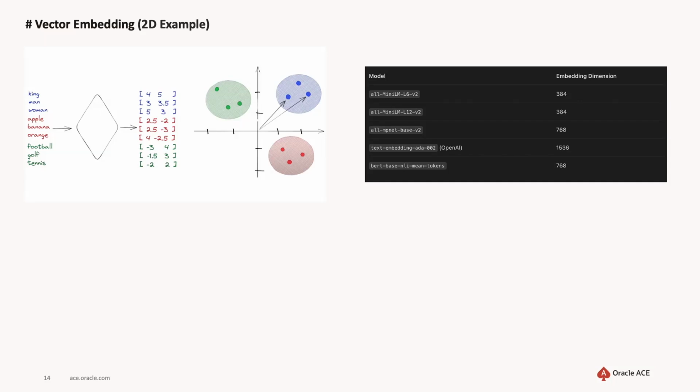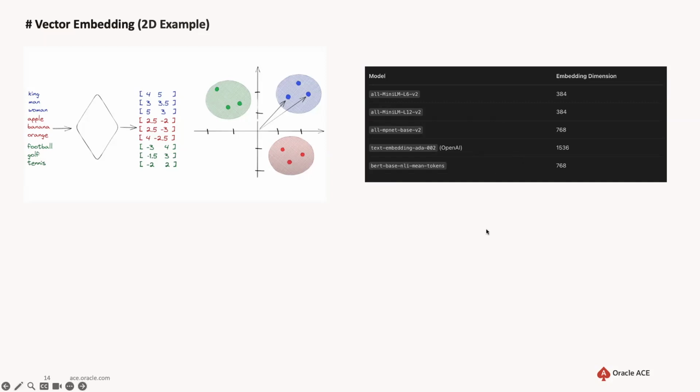So for instance, let's say that we are looking for persons. Then we have the information about king, man, and woman. This information is related, so it is closer to each other. The next ones are apple, banana, and orange. These are fruits, so the vectors generated for this data are also near each other. And the last ones, football, golf, and tennis, are another kind of related data. And we can find this information using embedding models.